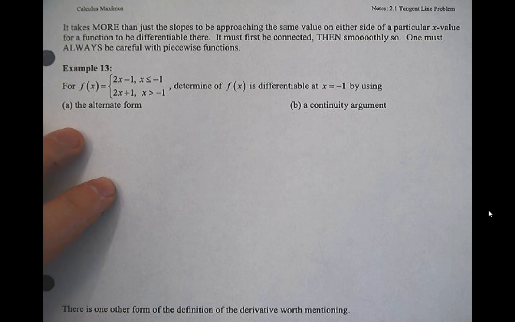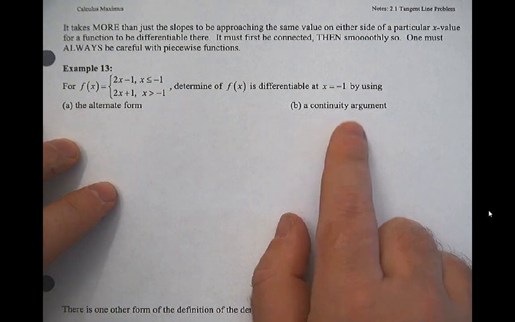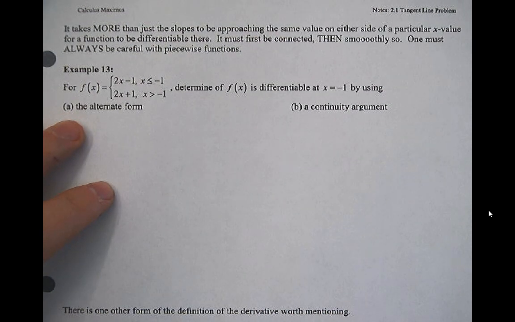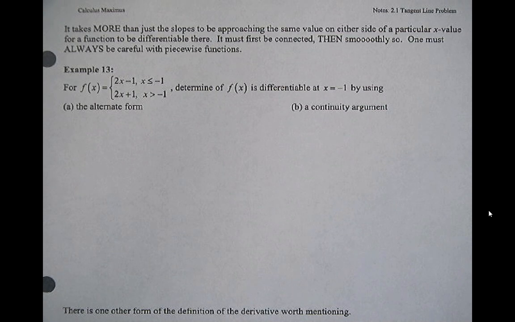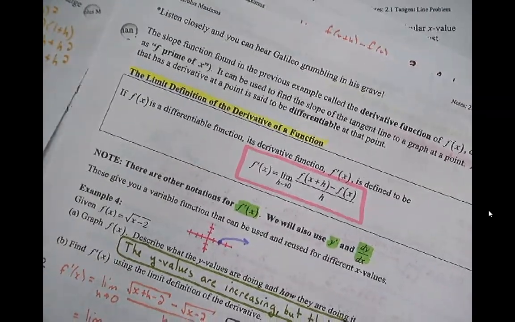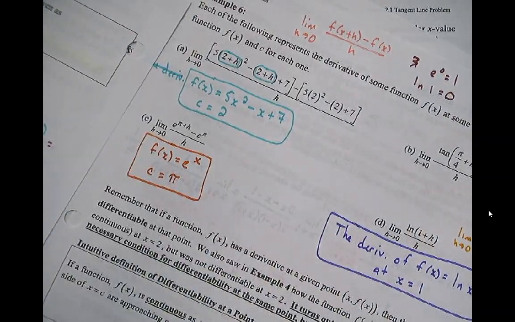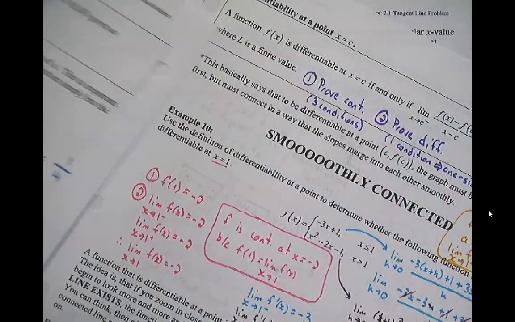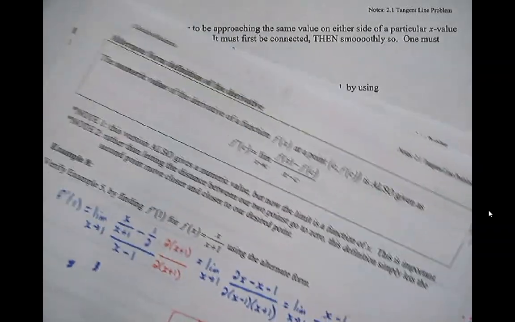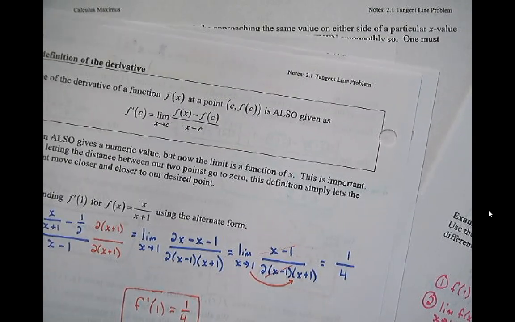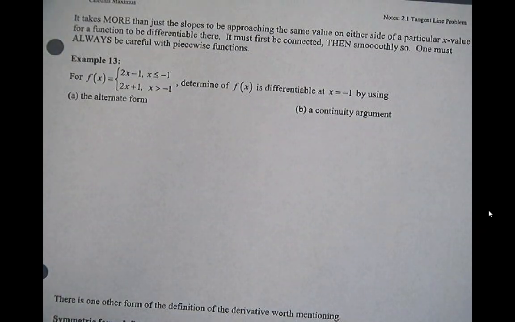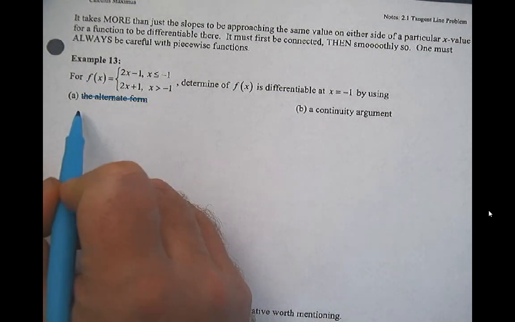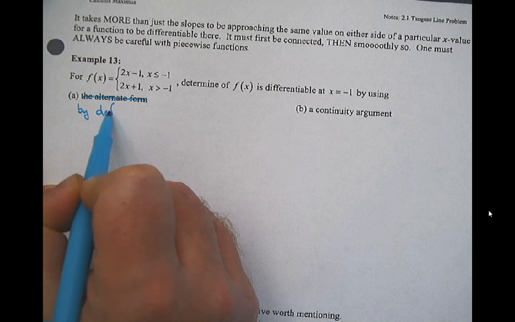Determine if f of x is differentiable at x equals 1 by using the alternate form and then a continuity argument. So let's do the alternate form first. What's the alternate form? I have no idea. Like I said, I don't memorize all this stuff. I just use, what's the alternate form? The alternate form is this one. That's where they actually plug it in. I'm not going to do it that way. I'm going to do it by definition.